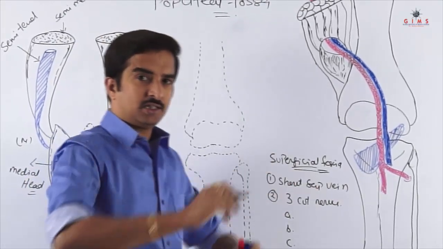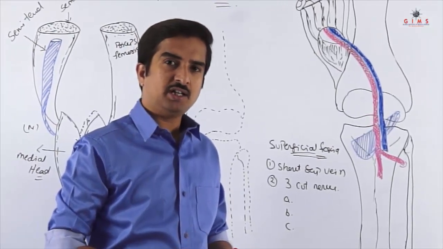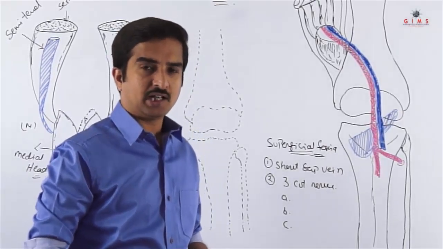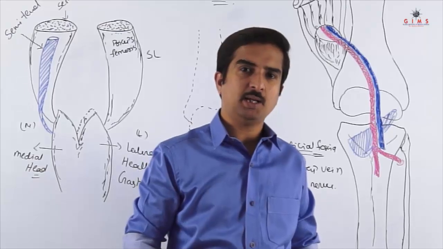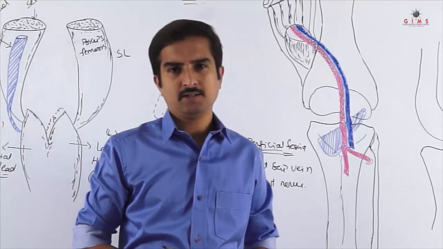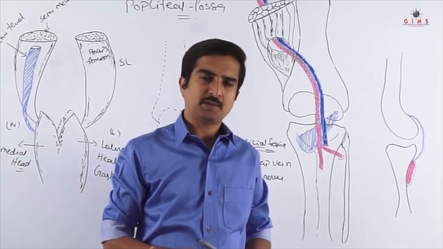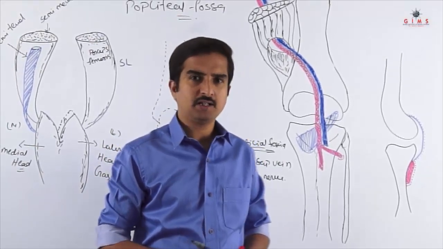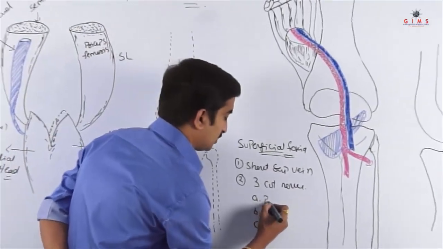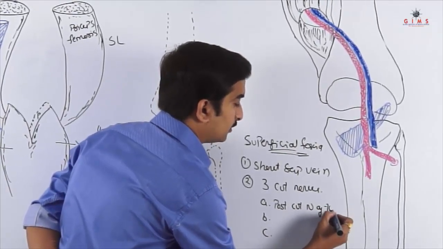We studied the posterior cutaneous nerve of the thigh, right? When we studied the gluteal region, we learned that it pierces the deep fascia at the back of the thigh. By piercing the deep fascia at the back of the thigh, it becomes superficial at the popliteal fossa, where it is present in the superficial fascia. So the first nerve is the posterior cutaneous nerve of thigh.